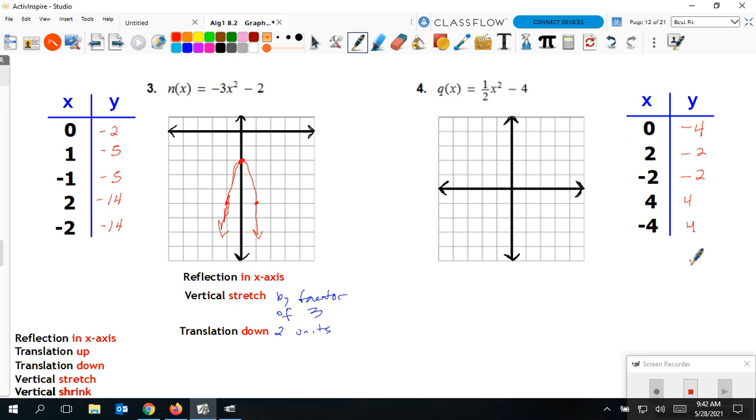Again, you might want to do some work on a scratch paper. I'm just not doing it to save some time. But that's what you should be doing. You're just plugging the number in and then working it out according to order of operations.